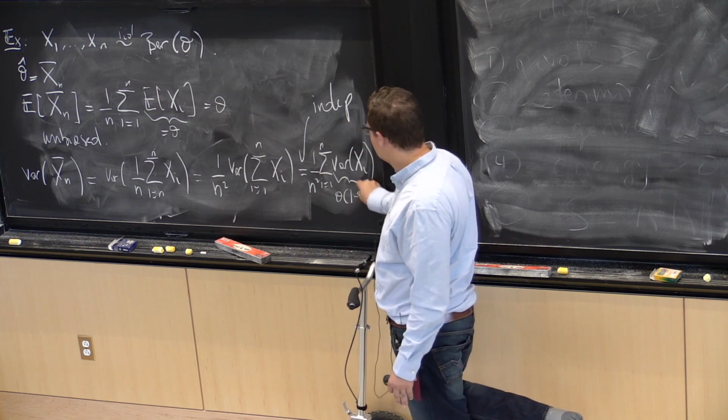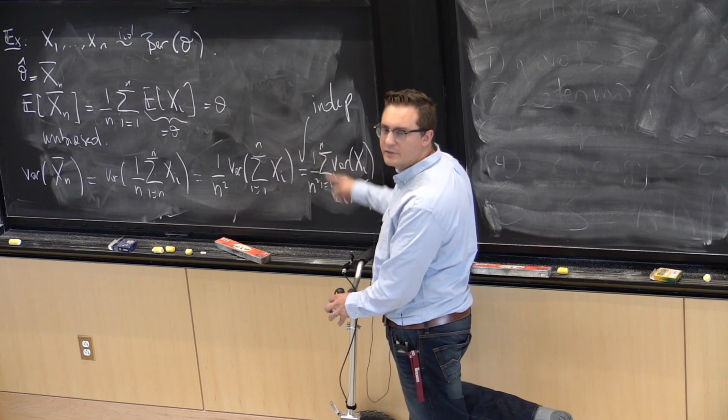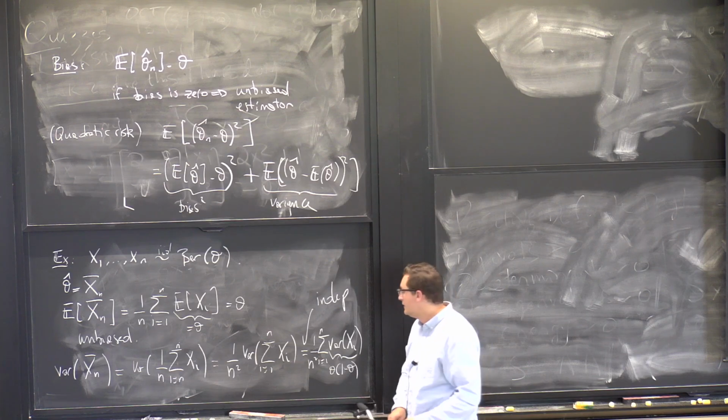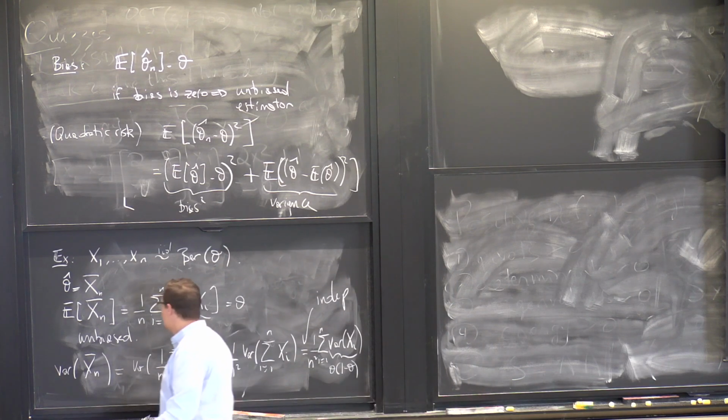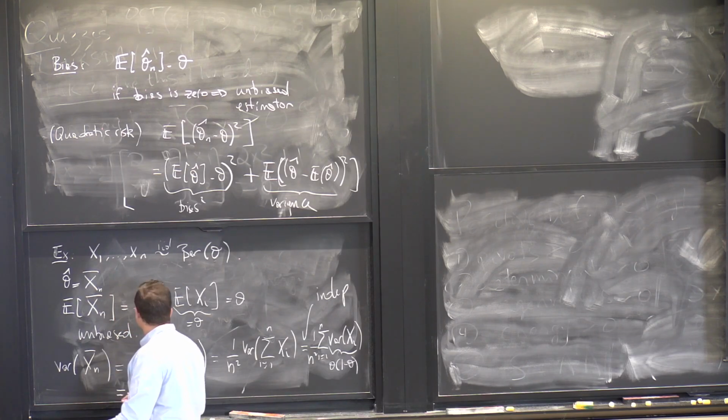Okay? And so now I'm going to have a sum of n times a constant. So I get n times the constant divided by n squared. So one of the n is going to cancel. And so the whole thing here is actually equal to theta times 1 minus theta, divided by n.